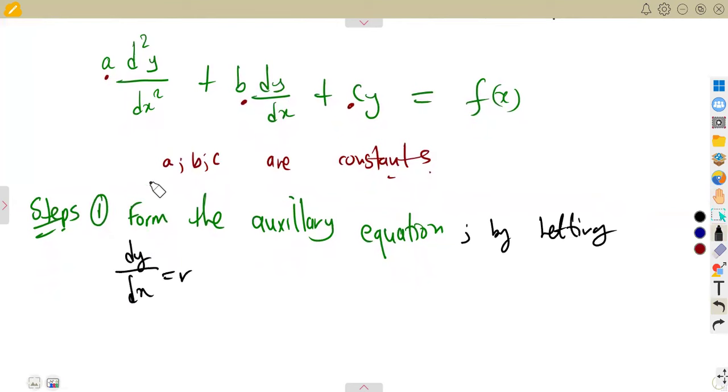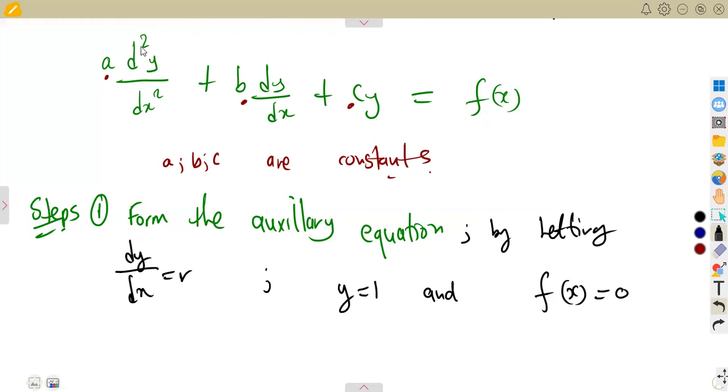So you let this be equal to r. We let y be equal to 1. And also you are going to let f of x be equal to 0. So you let dy dx be equal to r, y be equal to 1, and f of x be equal to 0.